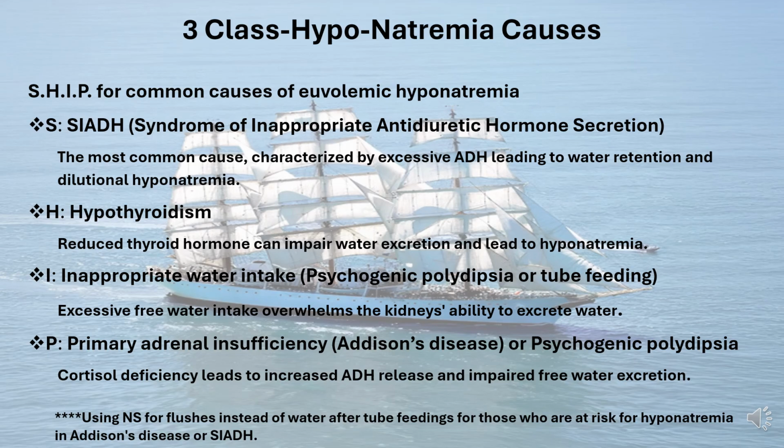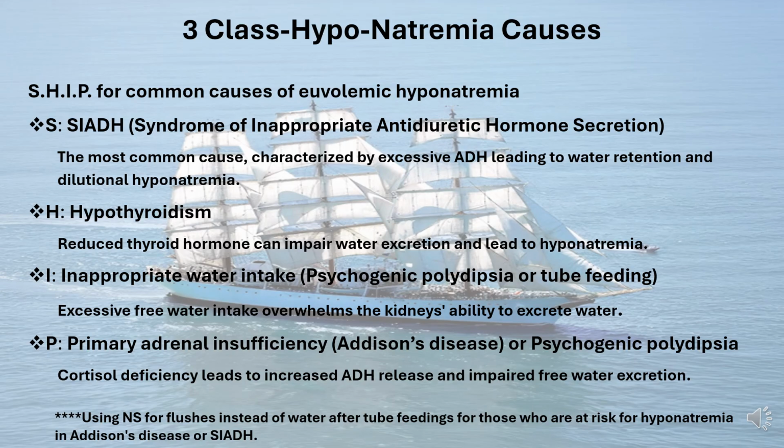H: Hypothyroidism. Reduced thyroid hormone can impair water excretion and lead to hyponatremia. I: Inappropriate water intake, psychogenic polydipsia or tube feeding. Excessive free water intake overwhelms the kidney's ability to excrete water. P: Primary adrenal insufficiency, Addison's disease. Cortisol deficiency leads to increased ADH release and impaired free water excretion.